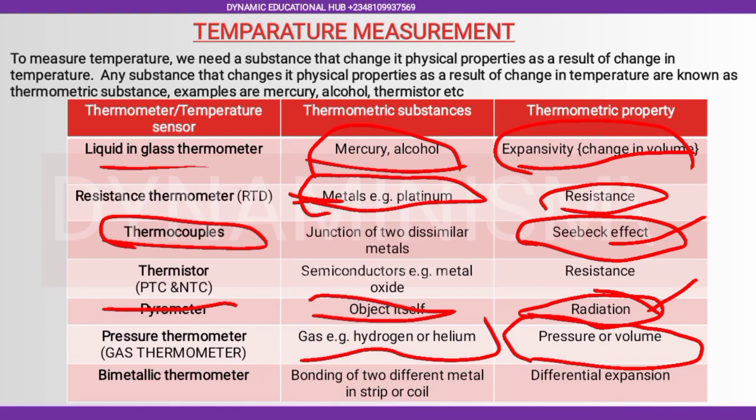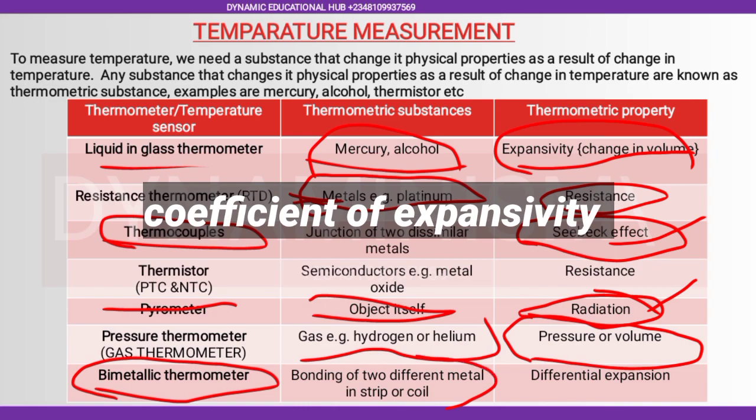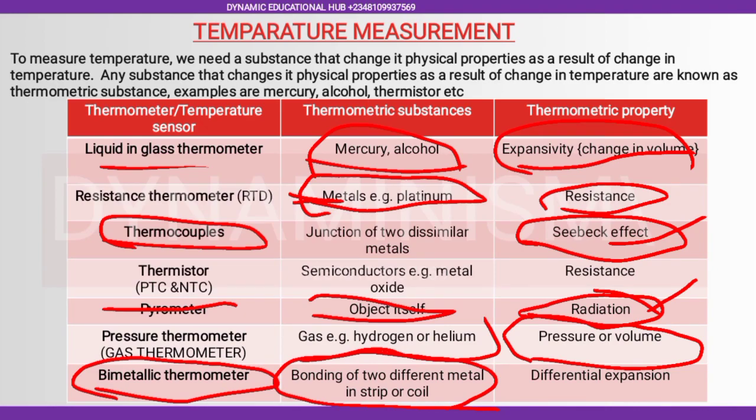The last thing here is the bimetallic thermometer. Now, the bimetallic thermometer is different from thermocouples. What are we using here? We have two dissimilar metals again, metals having two different expansion capacities. They are bonded together in a strip or coil. And we are using differential expansion, which means the difference between their expansion is what we are using to measure temperature.